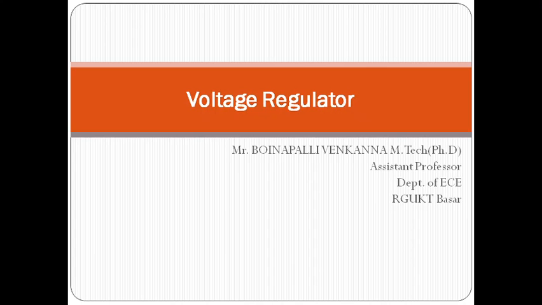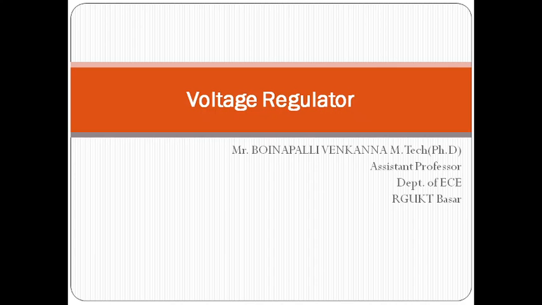To eliminate the fluctuations in the DC output, we use the voltage regulator. So the ultimate output of the power supply is a stable DC output. To get the stable or constant DC output, we use the voltage regulator. One of the main applications of the Zener diode is as a voltage regulator.